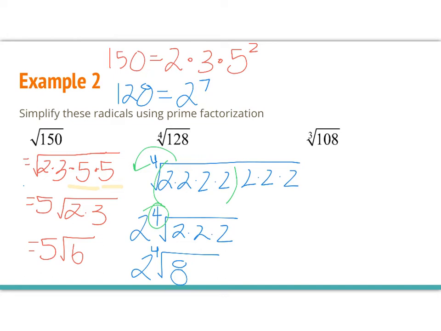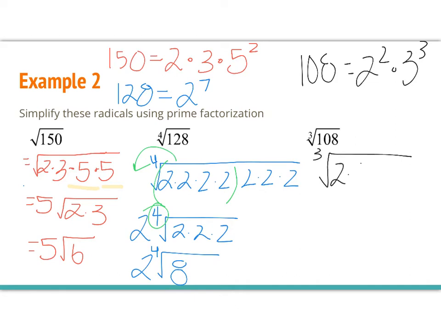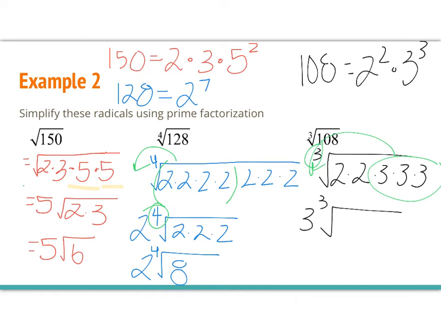The factorization of 108 is 2 squared times 3 cubed. So therefore we can write this as the cube root of 2 times 2 times 3 times 3 times 3. Because there are 3 3's, I can take them out and it will be written as 1 3. And the cube root of 2 times 2. Can't take the 2's out, there's not enough of them. So we'll write this as 3, the cube root of 4.